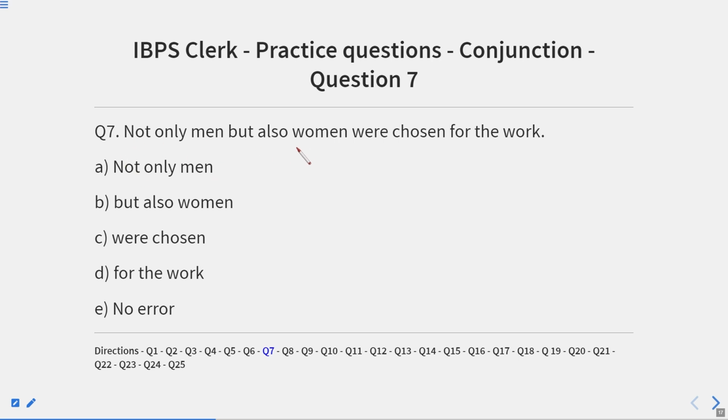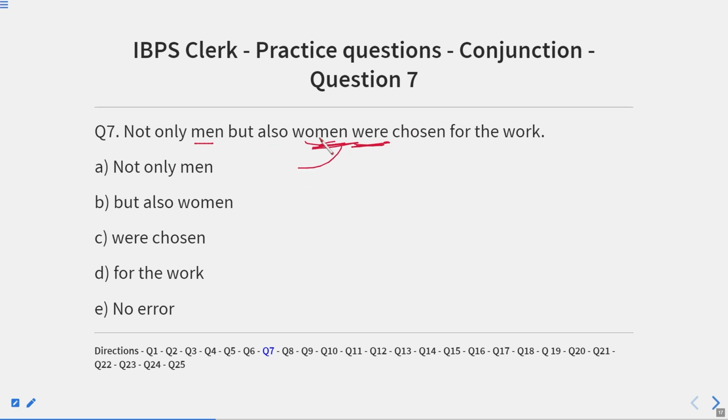Not only men but also women were chosen for the work. Now here it is written not only men but also women were chosen. So whenever we use not only and but also, we use the verb according to the nearest subject. So were is used with women. That is correct. That is fine. Chosen for the work. Not only men but also women. So the entire sentence is absolutely correct.